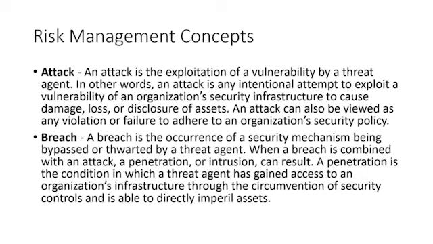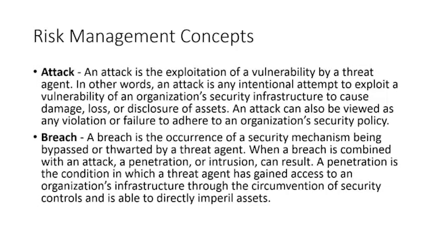So, an attack can take place and somebody could attack our network or attack our system, but they may not get anything, right? They may not obtain any of those assets like the data. A breach, however, is an attack where they've gotten in, penetrated controls that we have in place already, and maybe accessed some of that data. So a penetration is the condition in which a threat agent has gained access to the organization's infrastructure through the circumvention of security controls and is able to directly imperil assets, meaning they can get to the data.